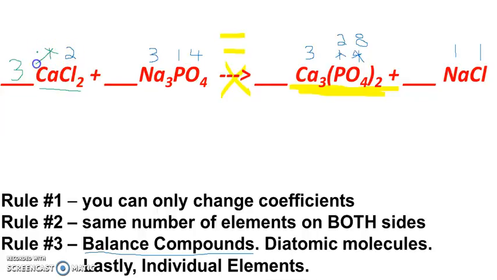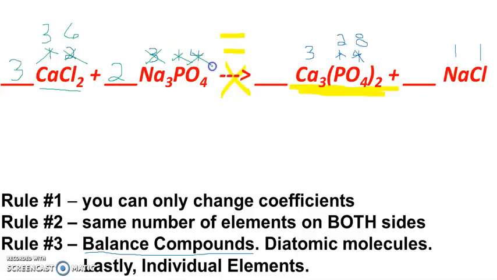Okay, so 3 times 1, that'll get you 3. 3 times 2, that'll get you 6. So you've got 3 calcium and 6 chlorines now. The next one, we're going to go to the phosphorus. You have 2 phosphorus on the product side. You have only 1 phosphorus on the reactant side. So you've got to put a coefficient here so that you have equal numbers on both sides, and that number is going to have to be the number 2. So everything here effectively gets doubled.